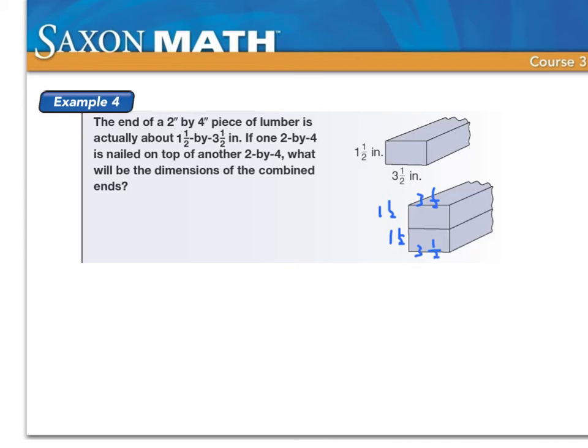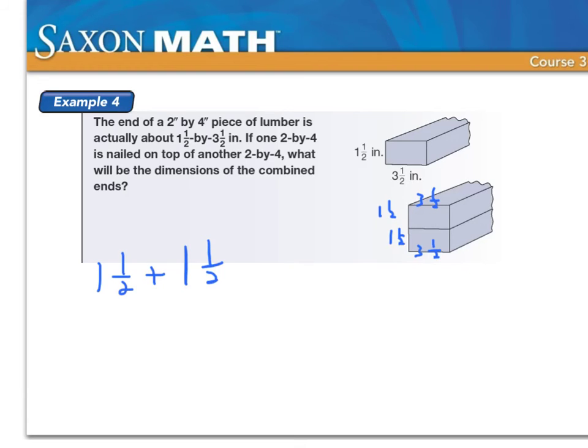Okay? Well, if I look at this dimension right here, this dimension doesn't change at all. Because it is stacked on top of each other, it doesn't add anything on to the side. So I know it's going to be something by 3.5. So the only thing that changed is these 1.5s that I have to add together. So I need to take 1.5 plus 1.5.